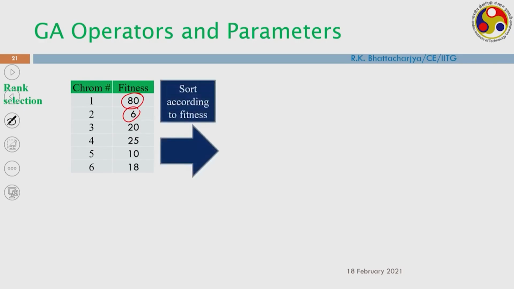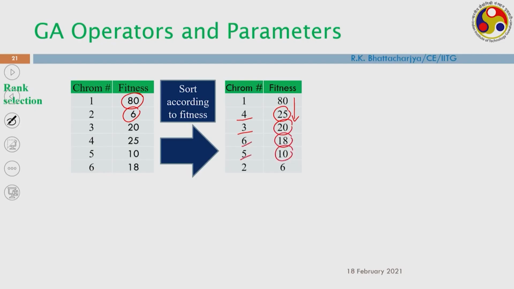So, what I am doing, I am sorting these solutions in descending order. The best solution is at the top, and then I sort the rest in descending order. First is solution 1, the best solution, then second is solution 4, which has 25 fitness value, then solution 3 that is 20, then solution 6 at 18, then fifth that is 10, and the worst solution is 6.